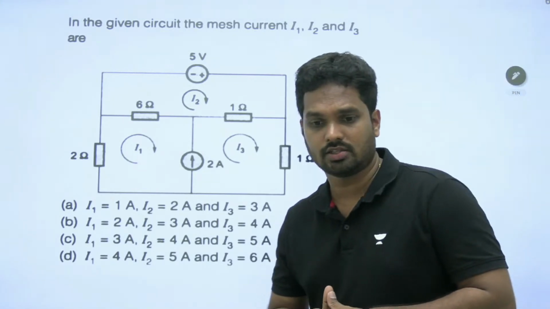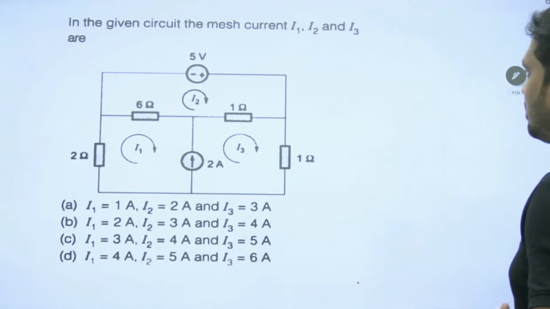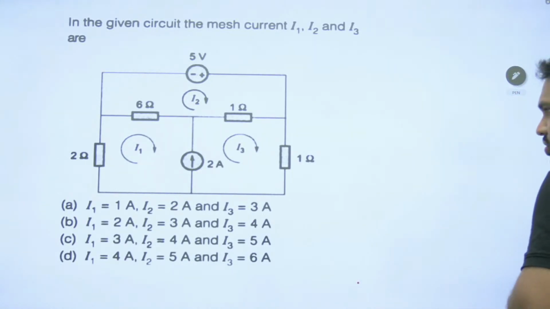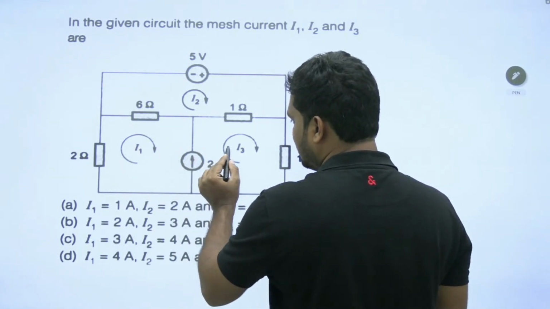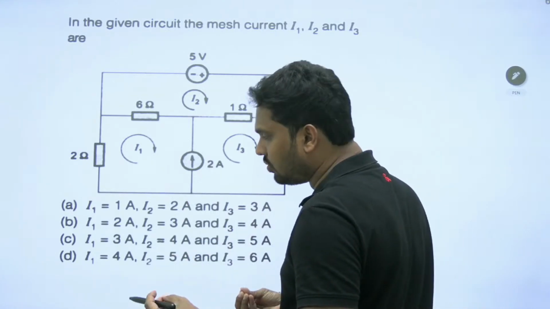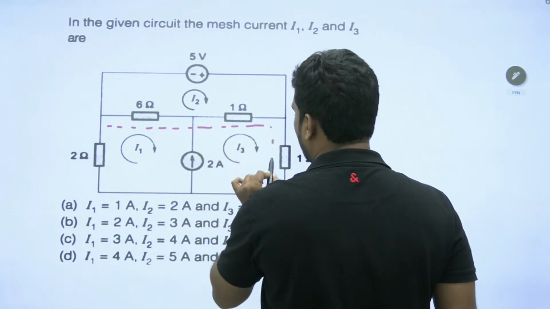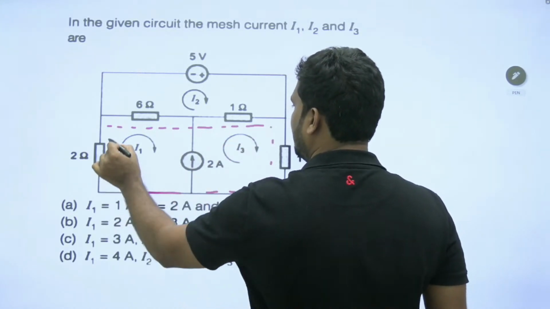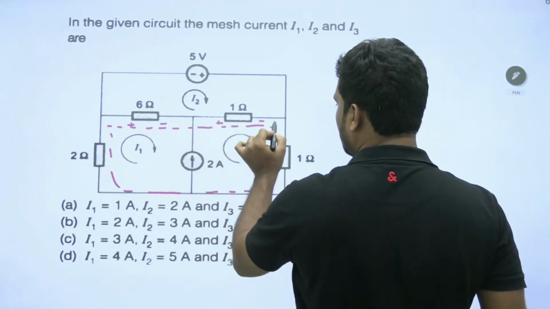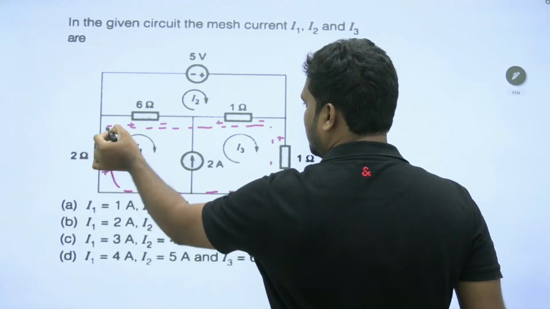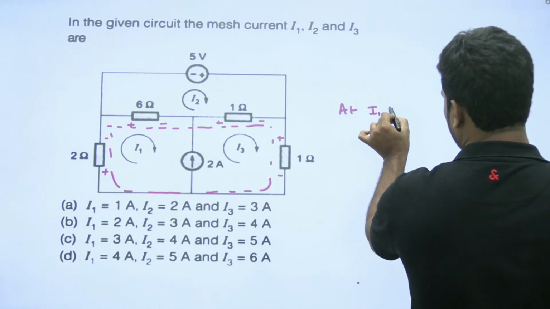Okay, let's move. In the given circuit, the mesh currents I1, I2 and I3 will be. We should do a little loop analysis. Here between I1 and I3 there is a current source. As I told you earlier, we should combine both of them and write a single equation, right? Current enters from positive, leaves from negative.